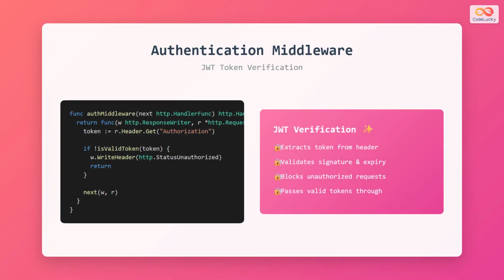Let's look at Authentication Middleware and JSON Web Token, that is JWT, token verification. This authentication middleware extracts the token from the authorization header. It validates the signature and expiration of the token. It blocks unauthorized requests and passes valid tokens to the next handler.